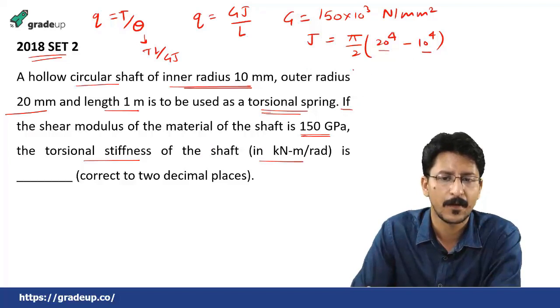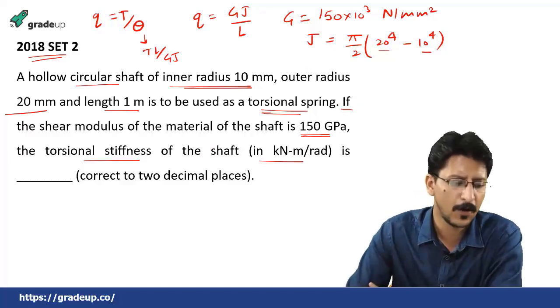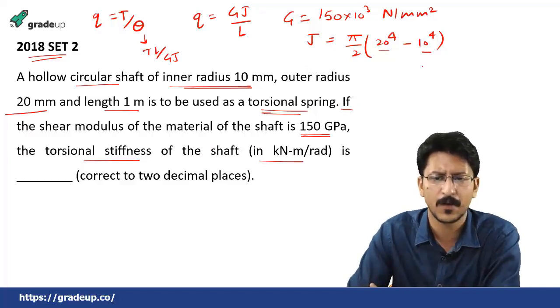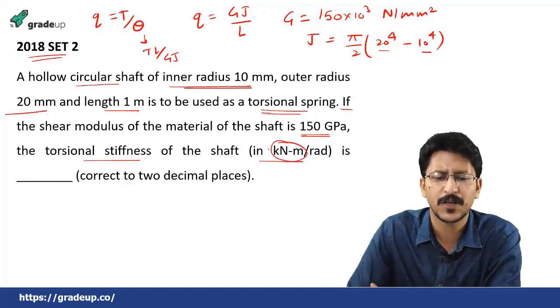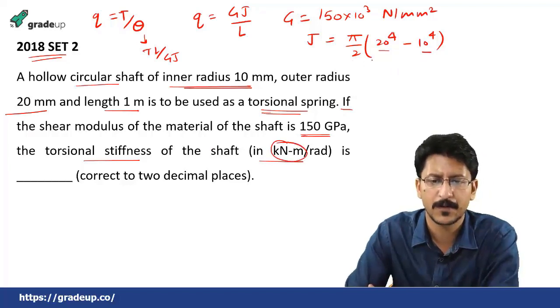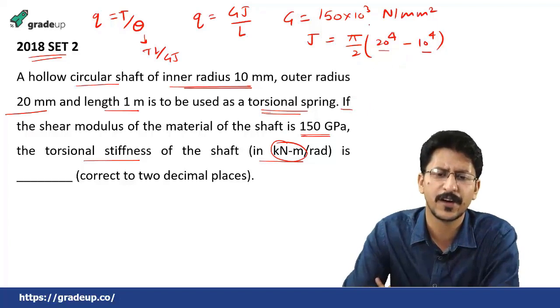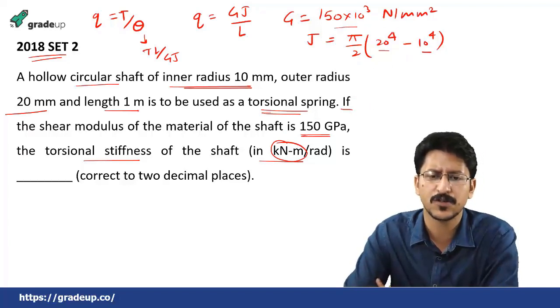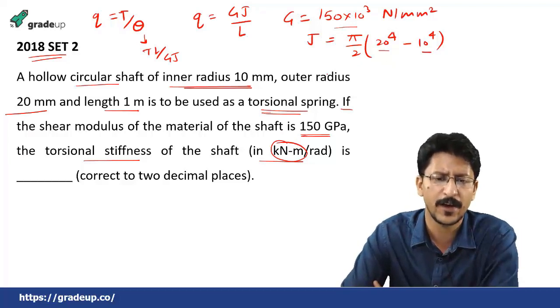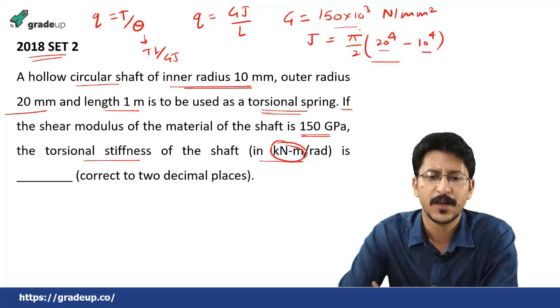Then you can just convert this value, but the value has been asked in kilonewton meter per radian, so you can use this also, or you can convert these values into Newton per meter, Newton per meter square, or simply Pascal. But I will use it in this form only. The values have to be converted, so it is better that you write this in meters only.